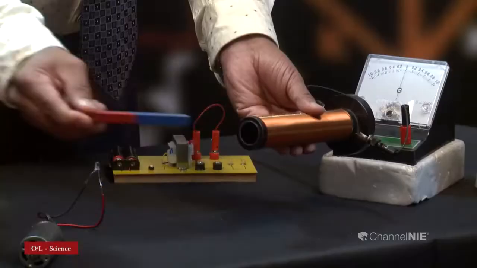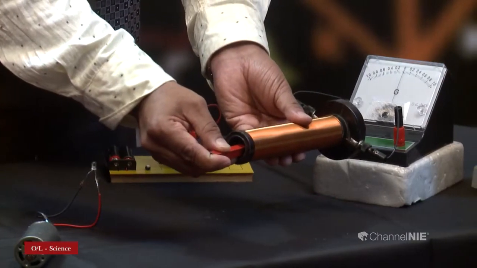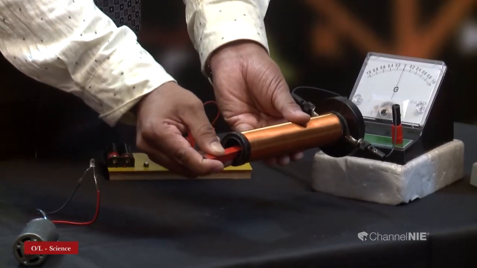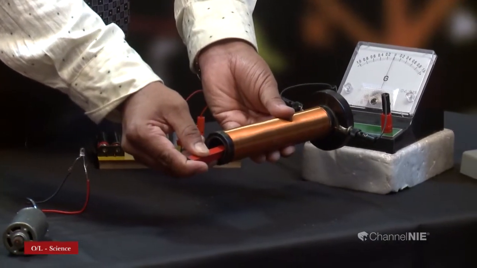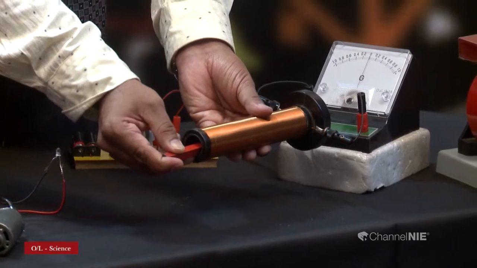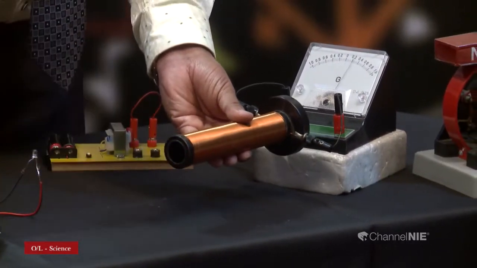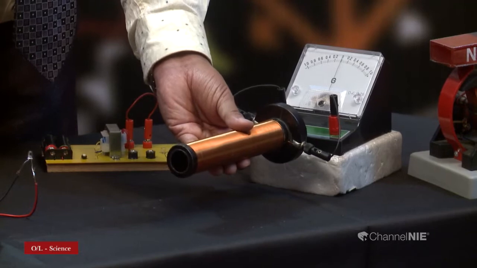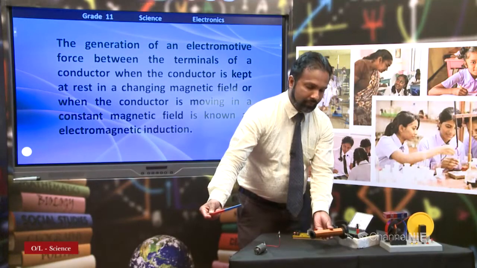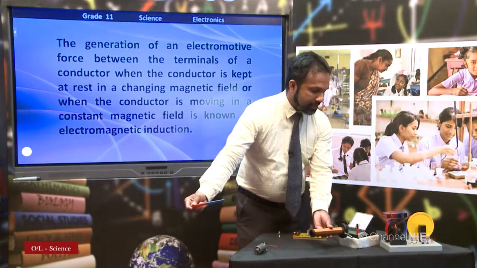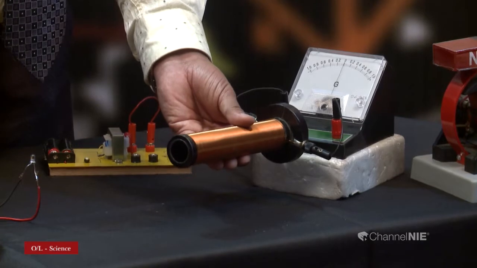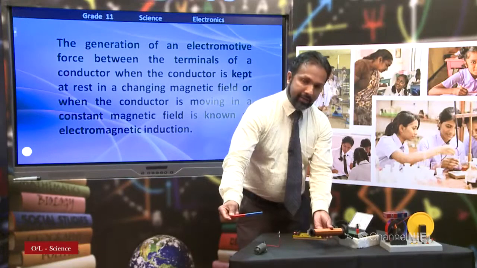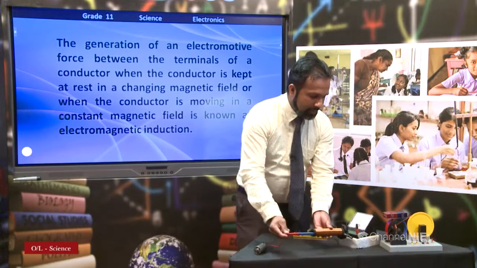Another thing, when I move the magnet inside, it turns to the right direction. But when I keep the magnet inside the coil, there is no deflection. The galvanometer is at the center. No deflection means there is no flow of current. Again, when I am taking this out, it moves to the left side. That means when taken out, a current is passing through the circuit. But when I stop moving it, there is no deflection in the galvanometer. That means there is no flow of current. You can understand, my dear children, when there is no motion, there is no flow of current. But when there is a relative motion, there is a flow of current.